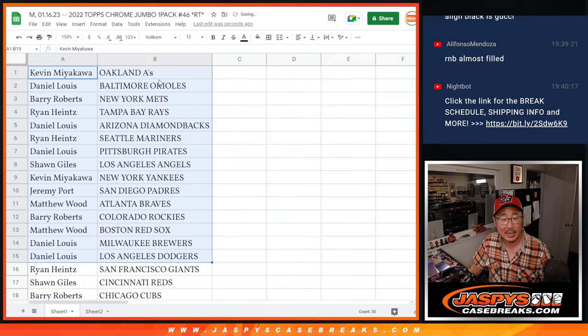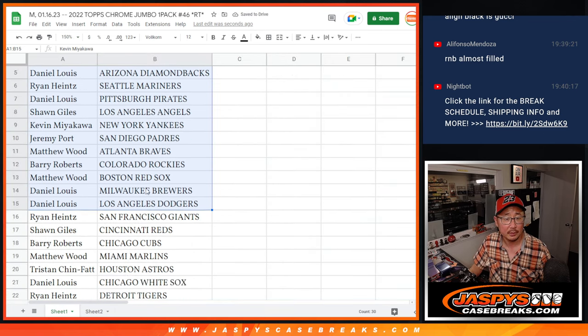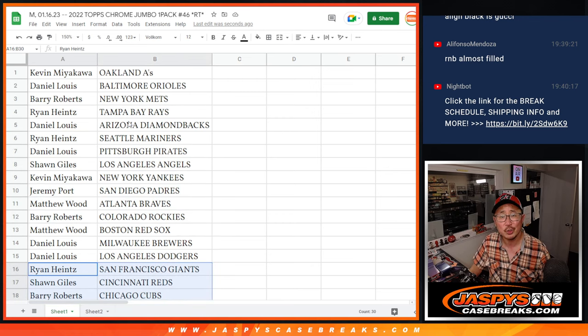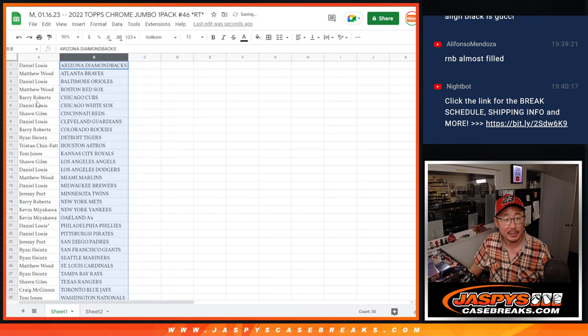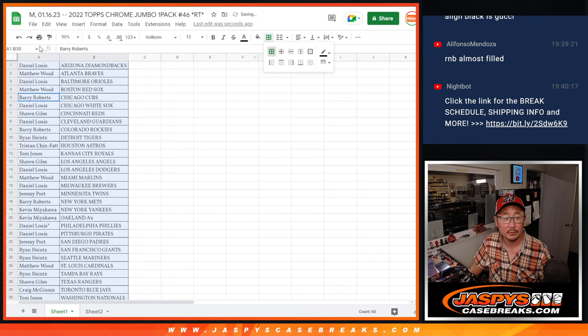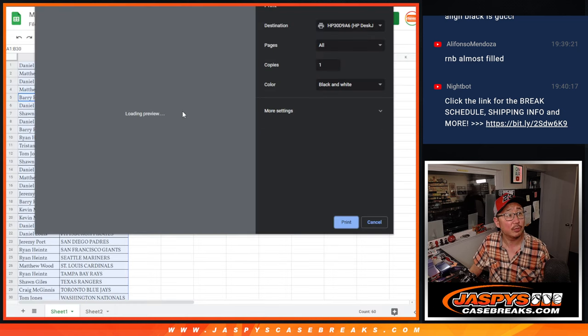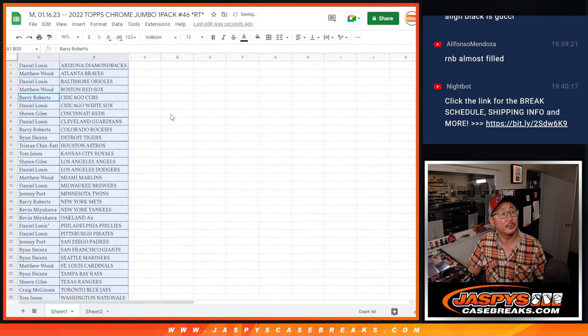All right, so there's the first half of the list right here. And there's the second half of the list right over there. No trade windows, just a quick little pack break anyway. It's alphabetized by team. And let's print and rip.